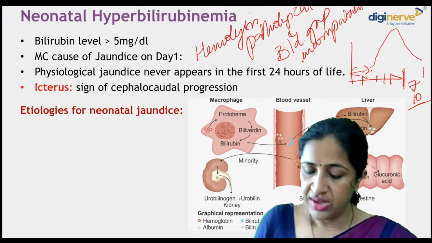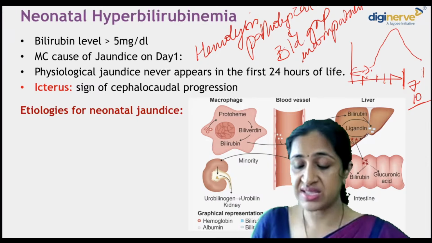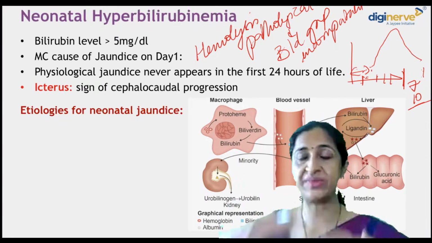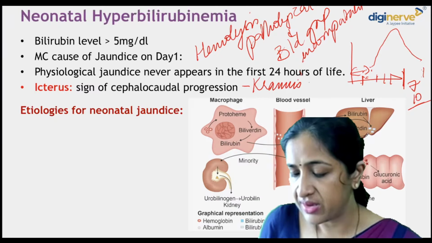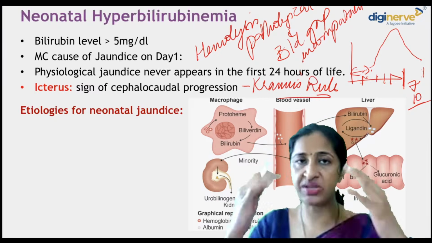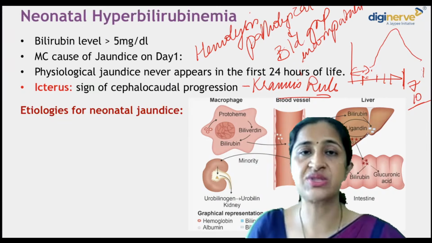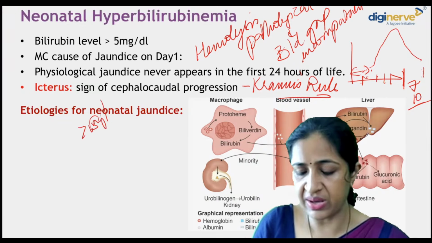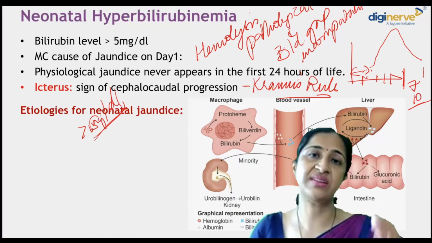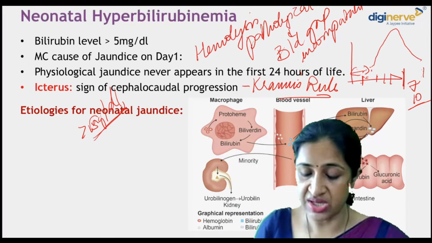Okay. So, icterus is seen to progress from the face downwards. This is called Kramer's rule, where it progresses. Involvement of palms and soles means the bilirubin is more than 15 milligram per deciliter.